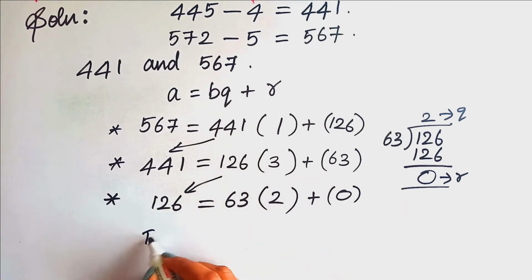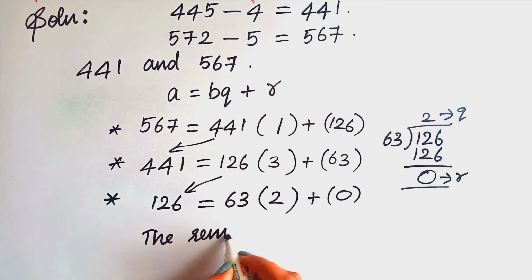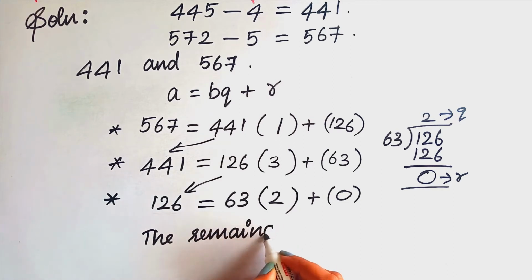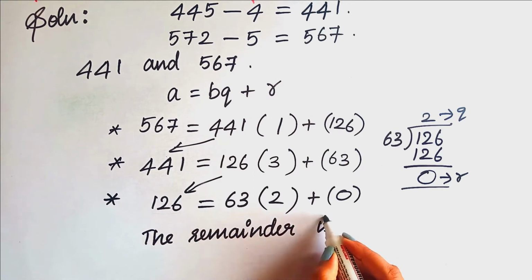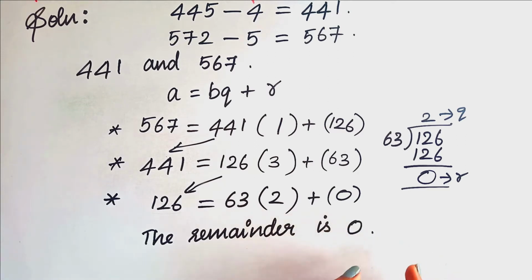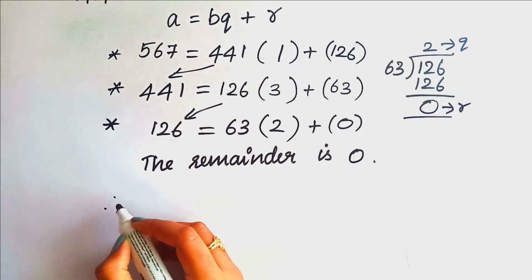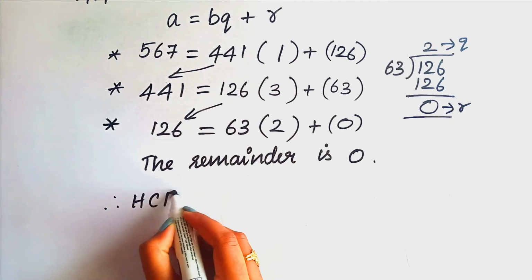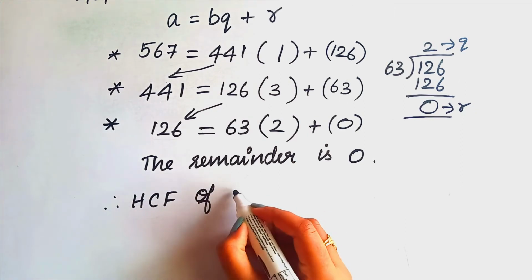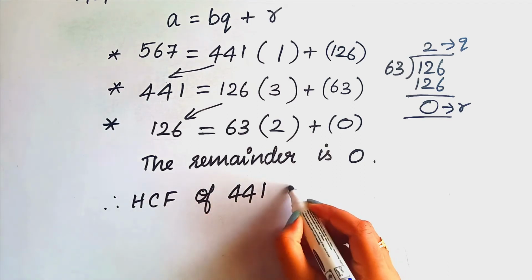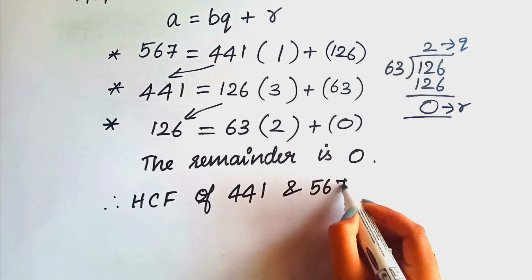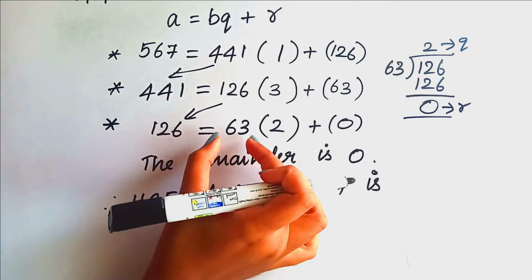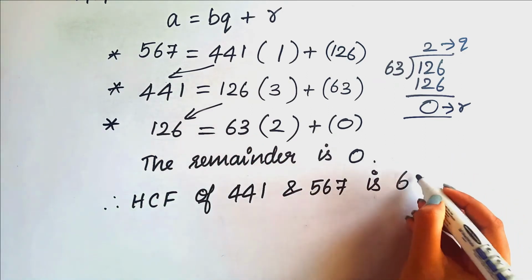Right. So therefore the remainder is 0. So therefore you can say that the HCF of 441 and 567 is what we divided with, 63. So 63.